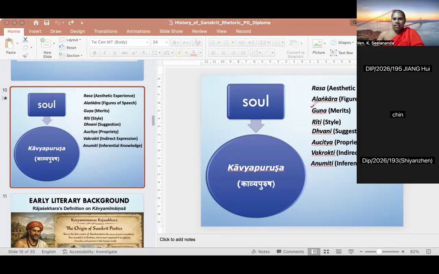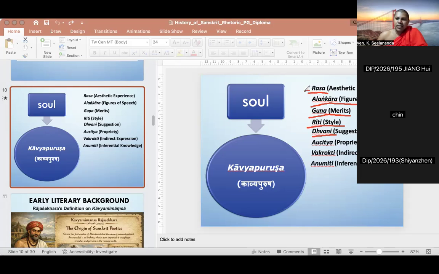Yeah, the alankara, I explained the figures of speech in this lesson, but next one, guna and riti. Next is a school, and next one dhvani, and after that rasa. I mentioned rasa here as the first one, because Bharata Muni explains the rasa in his Natya Sastra.